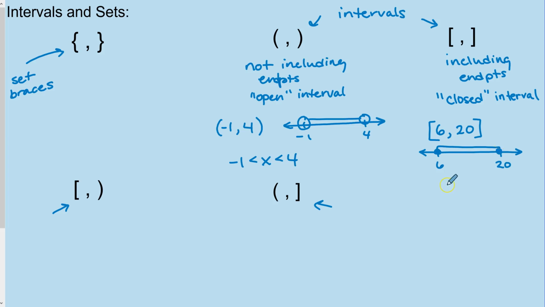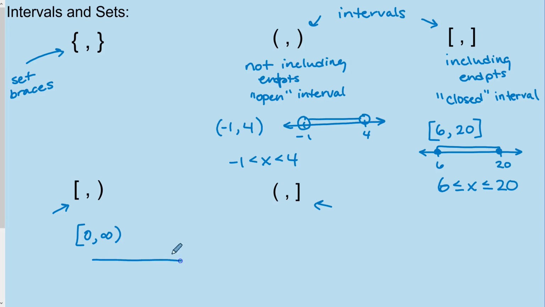And using set notation, that would look like 6 is less than or equal to x is less than or equal to 20. Here's an example of one that would be potentially half open, half closed. You could have something like this: the interval from 0 to infinity. Remember that infinity is not a finite number, so there's no way to include it. You can't actually reach it or get there. So there's no way to have an infinity with a square bracket on it. You always have to have round.